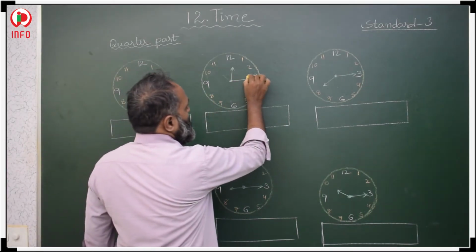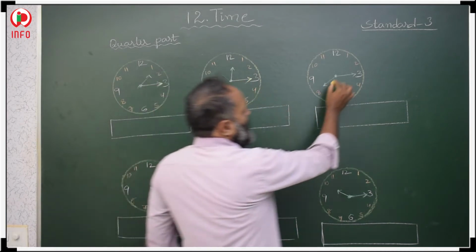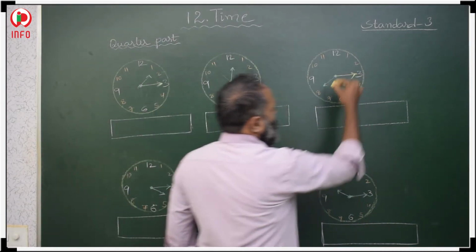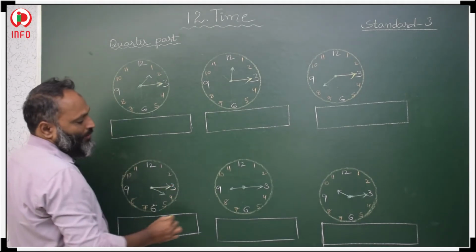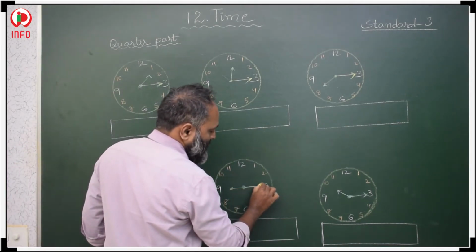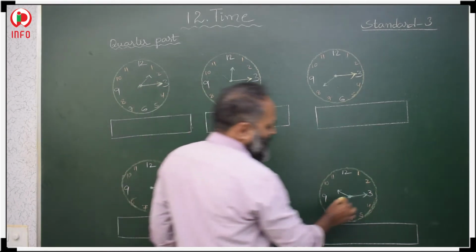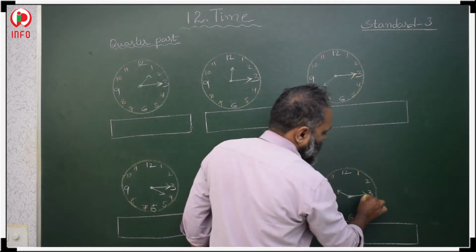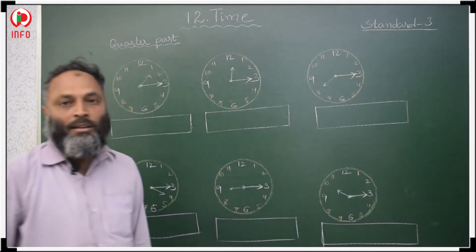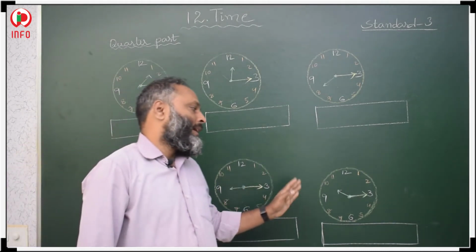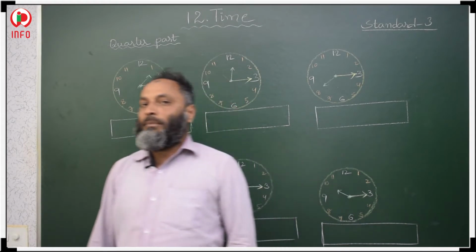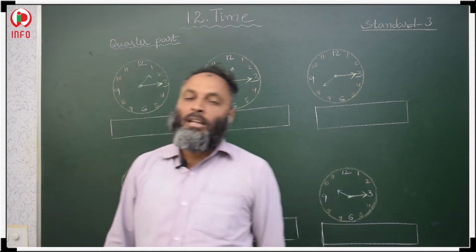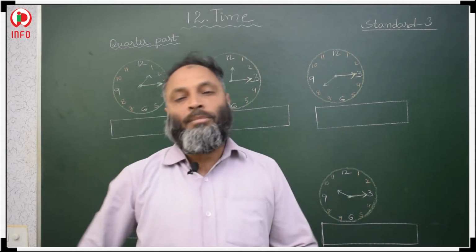If the minute hand is at 3, 15 minutes are completed. Here the minute hand is at 3, 3 fives are 15. So if the minute hand is at 3, then 15 minutes are completed. 15 minutes completed means quarter past. 15 minutes past or quarter past.